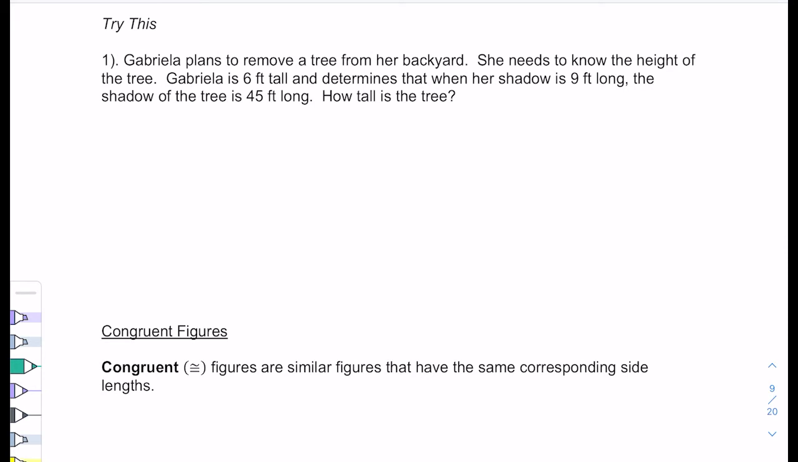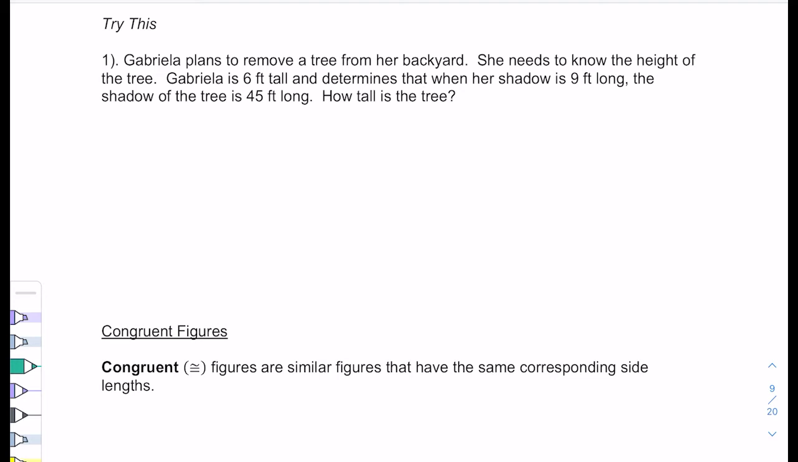Okay, so what I would like you to do is pause the video and read the try it on your own, and then when you're ready, you can unpause the video and then watch how I would work this out. Also, it'll give you a chance to read it and kind of comprehend what it's asking, which is important.